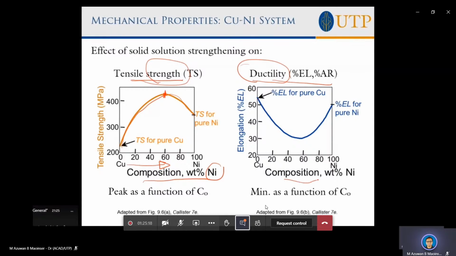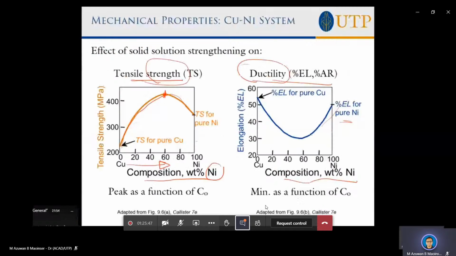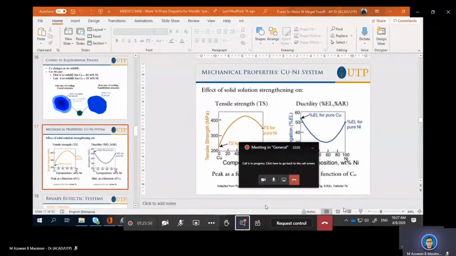As you add more elements into it, the percent elongation will reduce, and then when you have more nickel, again, the behavior is now increasing again. All right, so that is the influence of nickel, or the influence of alloying, on mechanical properties. Okay, I will stop there. We will continue this in a separate video. Thank you so much. I'll come back to you in the next video. Assalamualaikum.